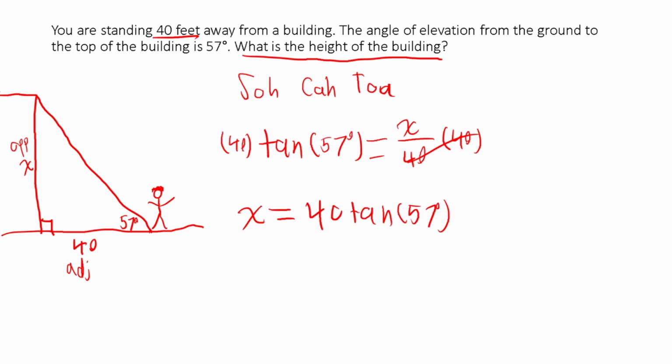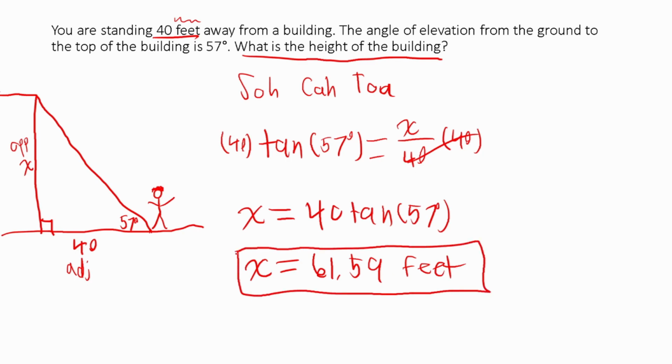And this is something that we could just plug directly into the calculator. You type the 4, the 0, you click the tangent button, and you type in 5, 7, you click enter, and you have your answer, right? Once again, it doesn't tell us where to round here. So when we plug this into a calculator, we get 61.59. And then what is our unit? It's right here. It is feet. Awesome.